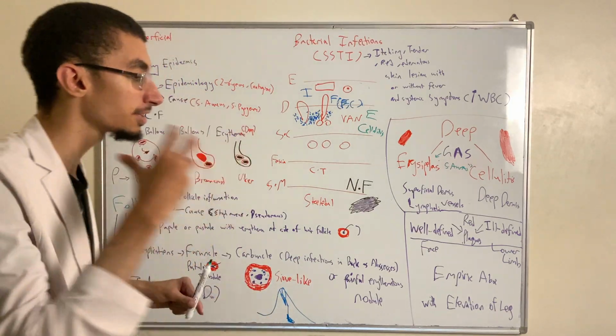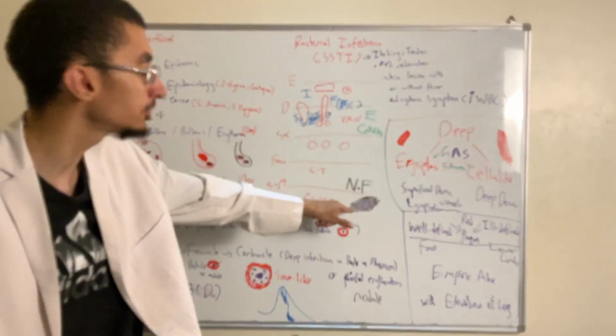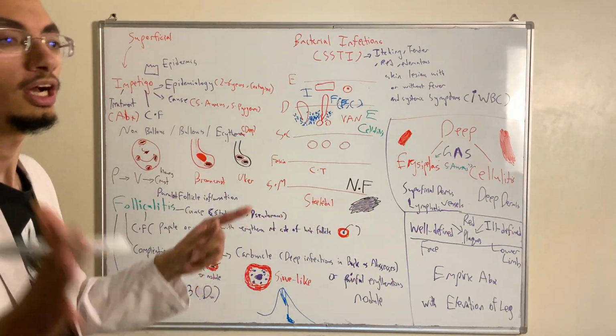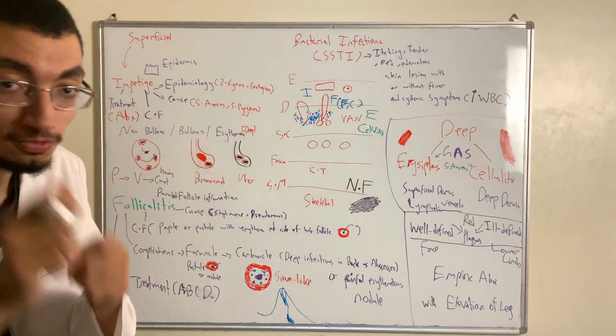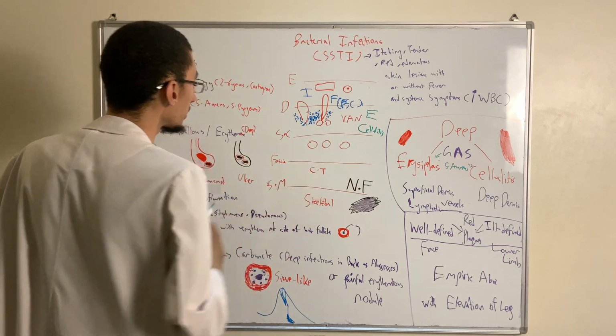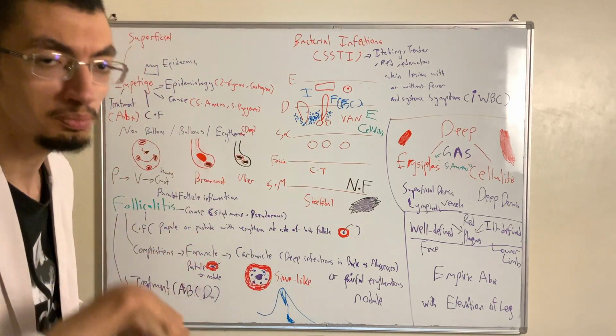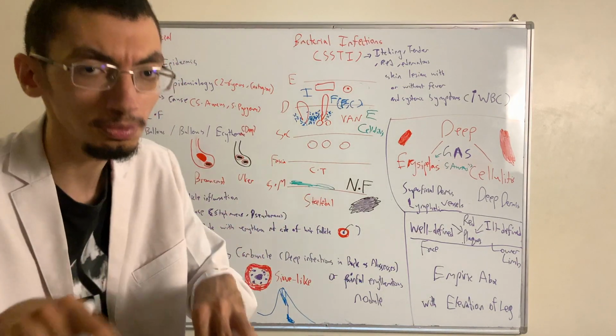So let's ask ourselves the question, why does necrotizing fasciitis not present with this black-colored lesion immediately? That's because in necrotizing fasciitis, the infection first appears not at the dermal layer, it appears down below. It appears in the deep layer of the skin.